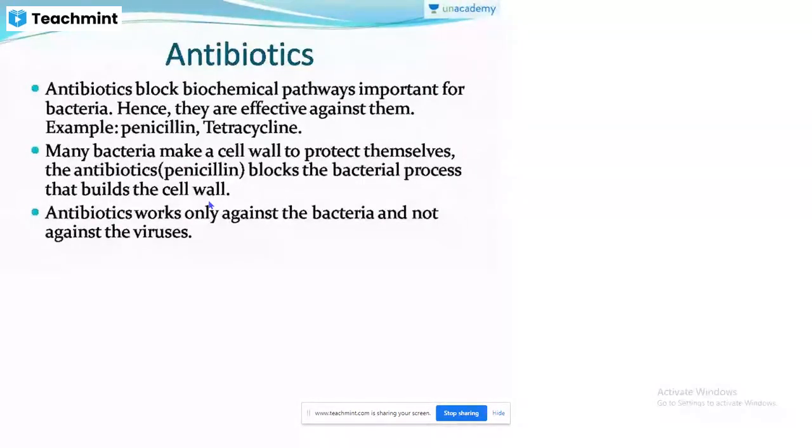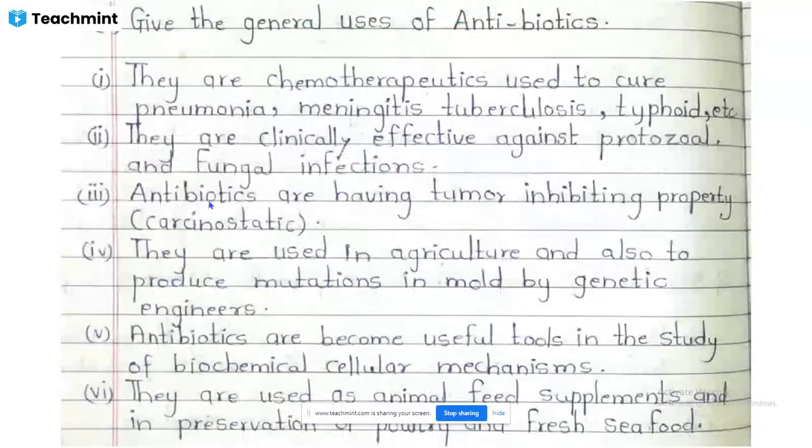So these are some points included in our notes, that is, the general uses of the antibiotics. They are therapeutics used to cure pneumonia, meningitis, tuberculosis, typhoid, etc. They are clinically effective against protozoans and fungal infections.